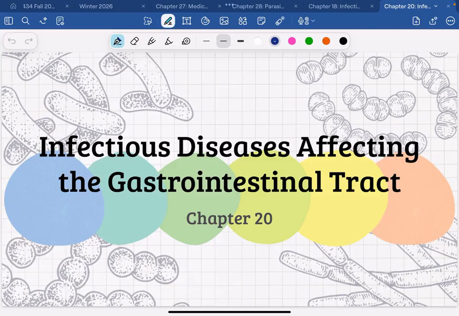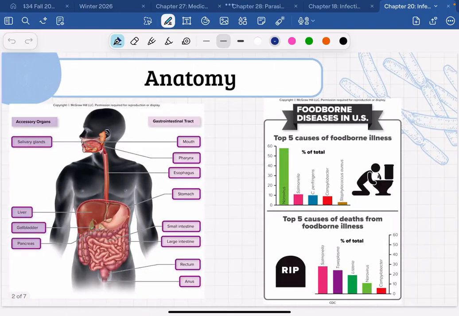So we're moving on to chapter 20, which is infectious diseases affecting the gastrointestinal tract. Now again, we will cover chapter 19. I'm just skipping it for now. We'll cover chapter 19 on Monday. I wanted to do this one because this is a relatively short chapter, and so I want to decrease the amount of recorded time. So, anatomy of our gastrointestinal tract.